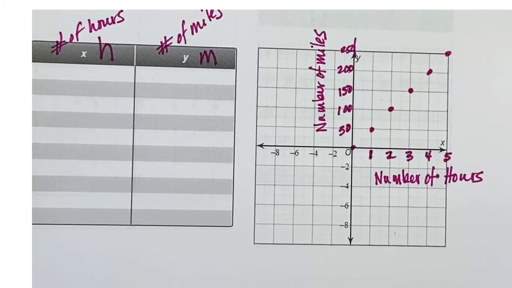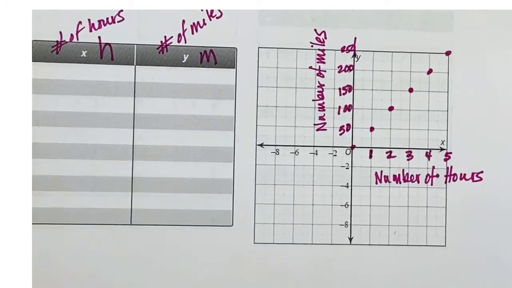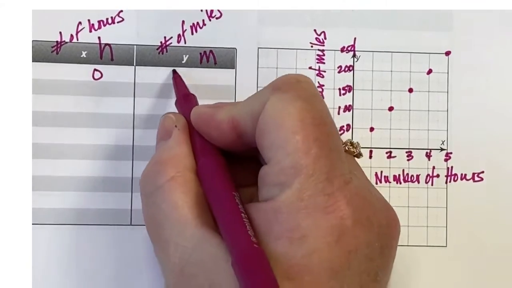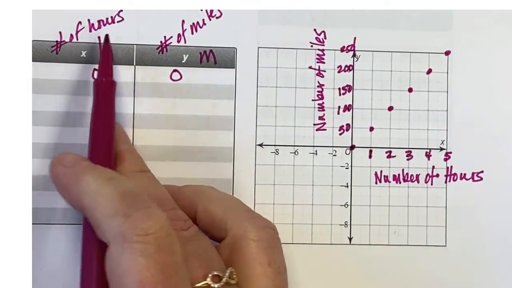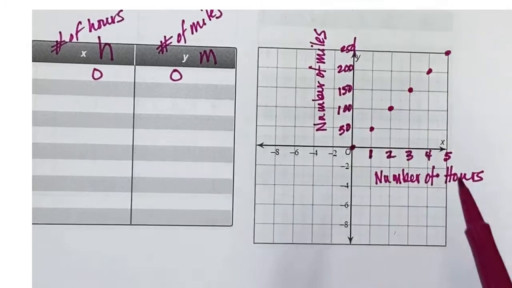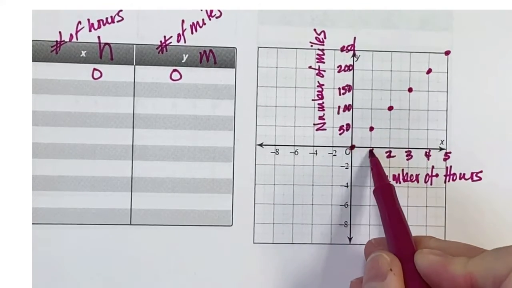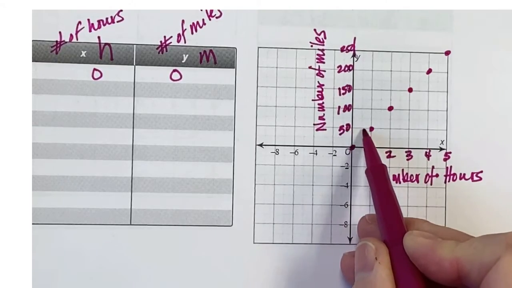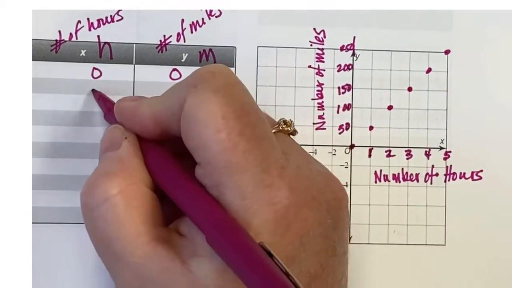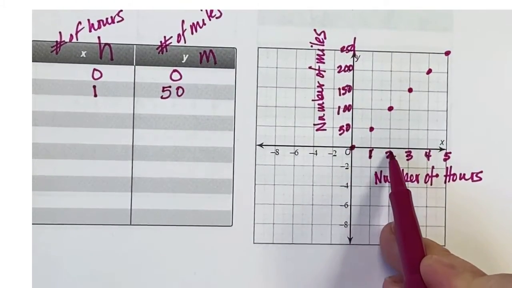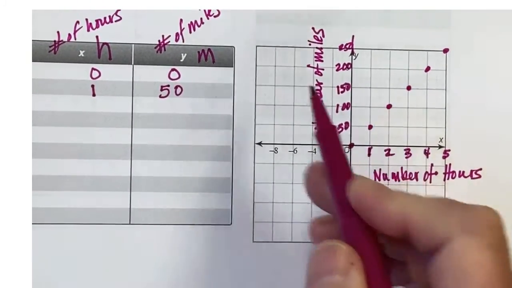Okay, so if we were to then go and look at filling out our table from there, what could we do? We know our first point is 0, 0, and that makes sense. I didn't drive any hours, I drove no miles. If I drove 1 hour, how many miles do I go? I drove 1 hour, it's going to be 50 miles. If I drive 2 hours, it will be 100.